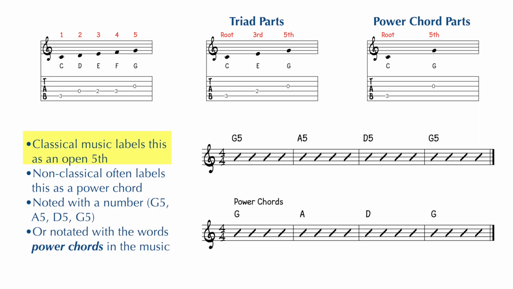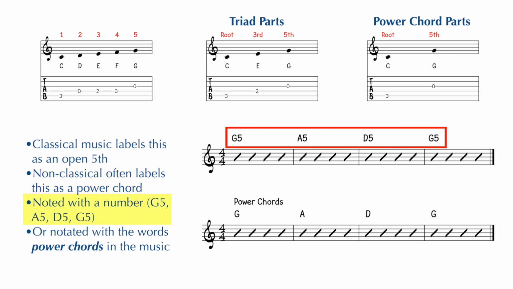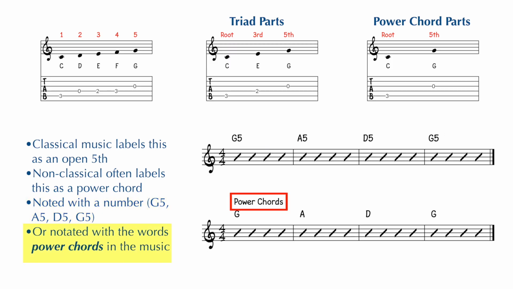In classical music, this is called an open fifth. Non-classical musicians, especially guitar players, just call them power chords. And in your music, you'll either see the number 5 to indicate a power chord, or at the beginning of the music, there'll be some kind of instruction, usually just the words power chords.